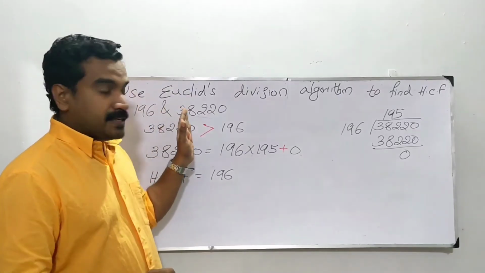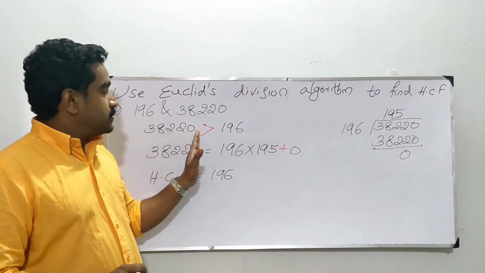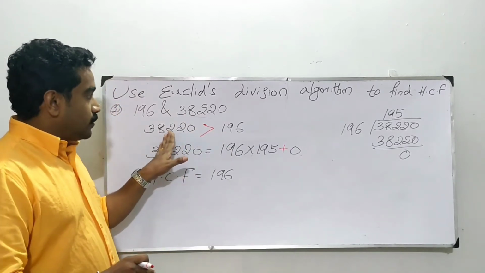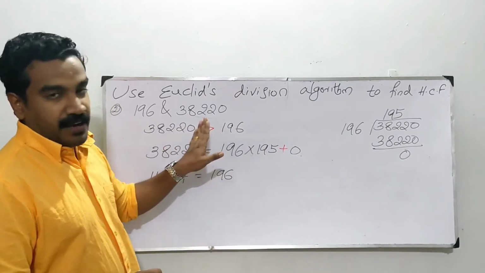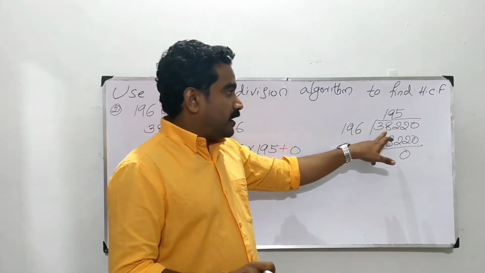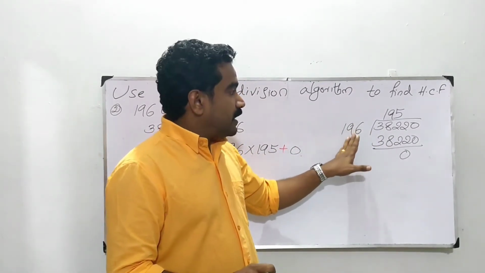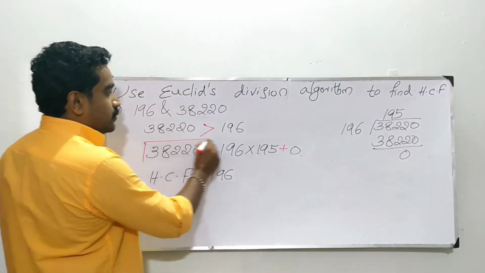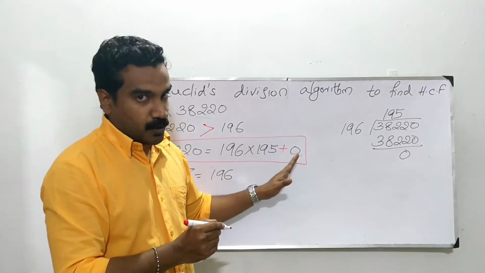Second question is 196 and 38220. Here very clear, 38220 is greater than 196. So 38220 is the dividend and 196 is the divisor. So divide 38220 with 196. The first step is finished. 196 into 195, 0. So this is the final step. 38220 equal to 196 into 195 plus 0.